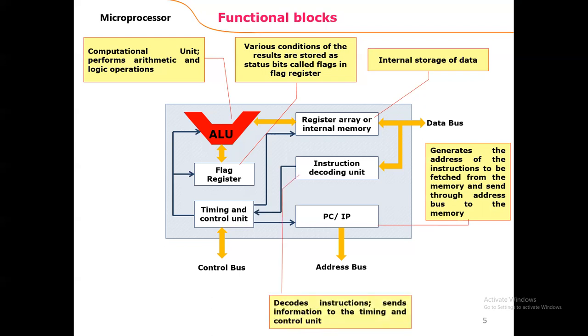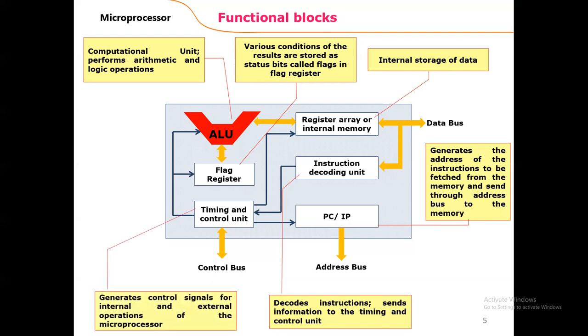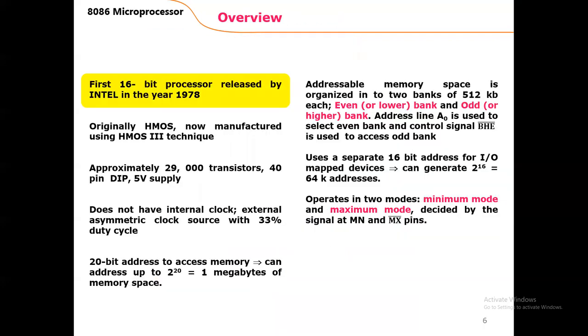And the instruction decoding unit. As you know, we have decode and encode. Decode means the instruction information is sent to the timing and control unit. So what does the timing and control unit do? It generates control signals for the internal and external operations of the microprocessor.